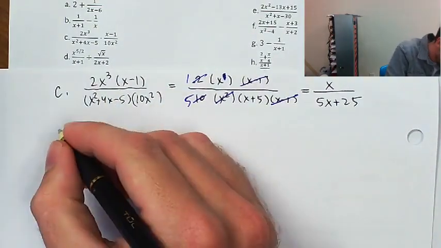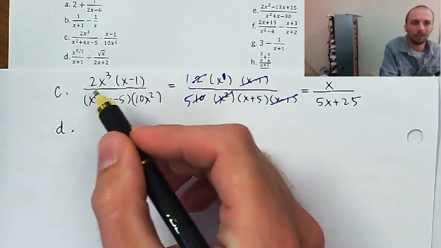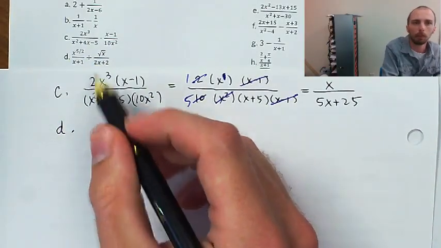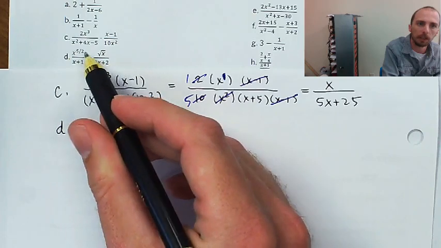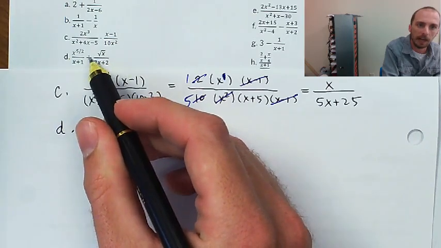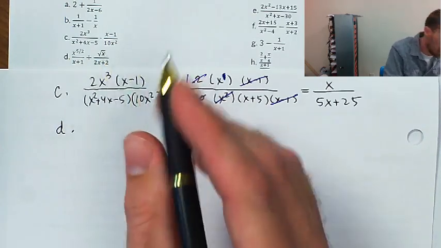D is going to be dividing two things. Now, instead of copying the problem and then flipping and multiplying, I'm just going to flip and multiply right now. So it's going to be this times 2x plus 2 over the square root of x.